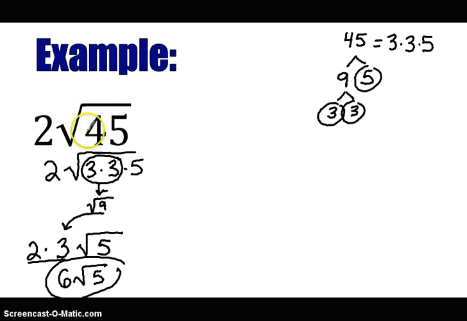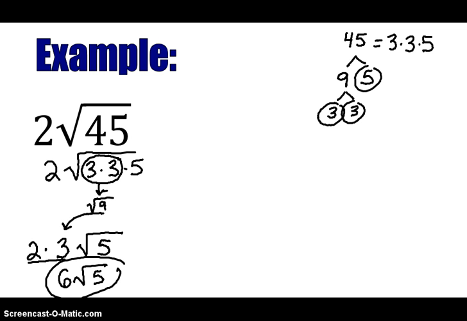2 times the square root of 45 has exactly the same value as 6 times the square root of 5. That's the simplified form of 2 times the square root of 45.